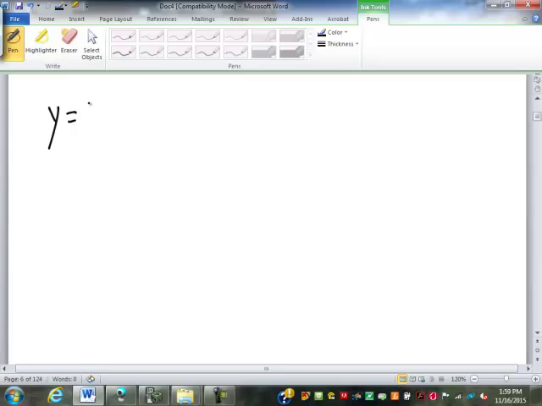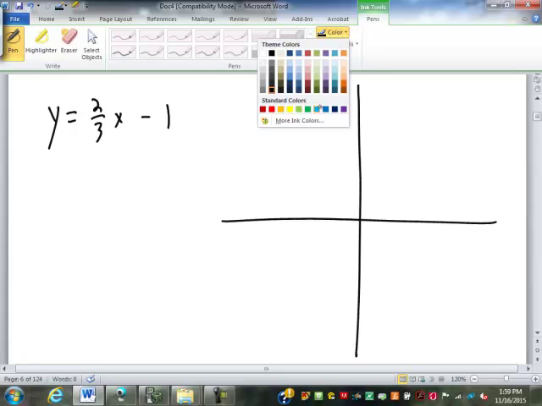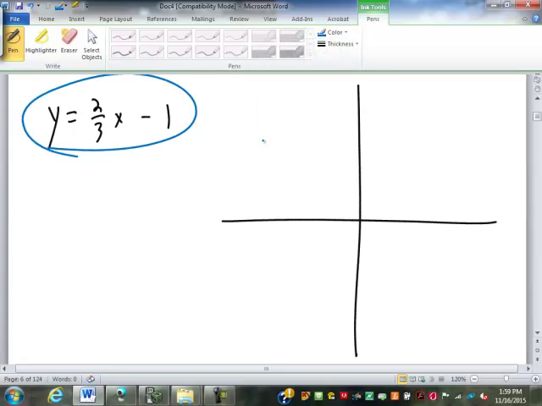If I have y equals 2/3 x minus 1, if I go to graph that equation, where do I start? -1. And from there I go up 2 over 3. There's my line.